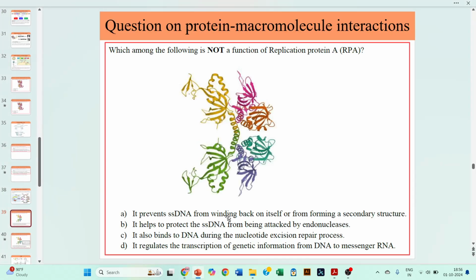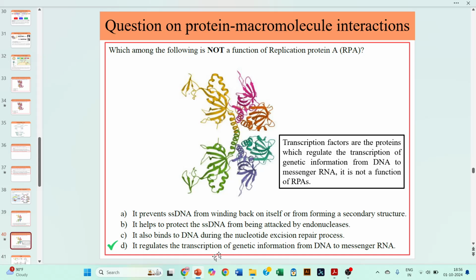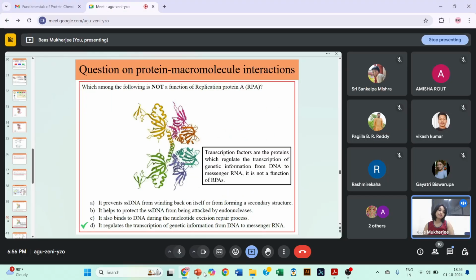Okay, yes, that is right. So regulation of genetic information from DNA to RNA is not its work. It is only involved in repair and replication, right? It is not involved in transcription. Right.